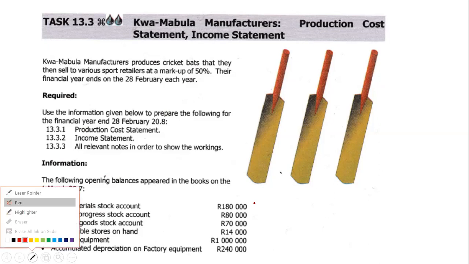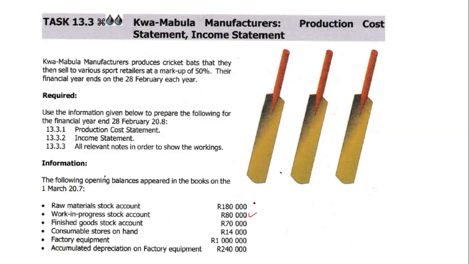That one, where does it go to? It goes to our production cost statement. So what are you going to do? Are you going to add it or subtract it? We're going to add it. Thank you.